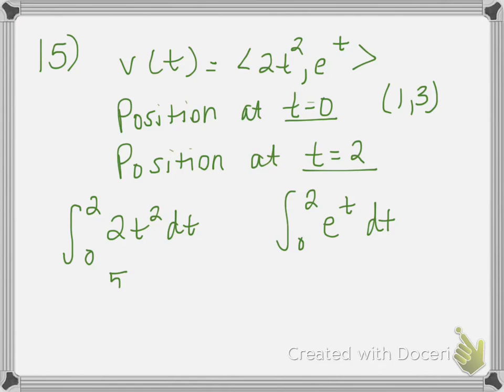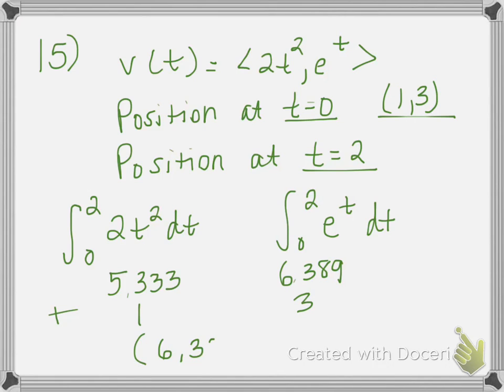If I do that, I get 5.333 if I do it in the calculator, and 6.389. So that's where you are now at this time, or how far you've moved from where you started. But since I know that I started at 1, 3, then I add 1 and 3 to each of those. So my position is 6.333 and 9.389. So you do it very similar to everything that we've been doing before. It's just that you have to do it twice because you have two components.